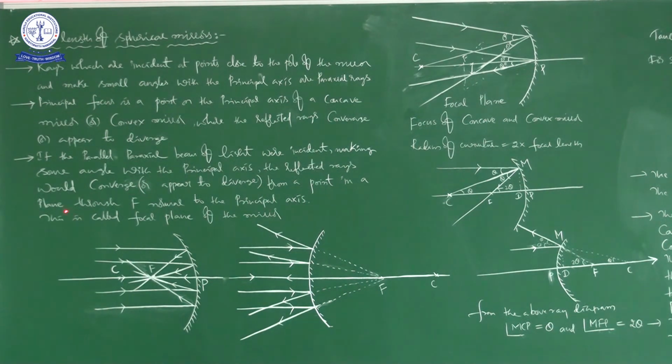From a point in a plane through F normal to the principal axis. This is called the focal plane of the mirror. So this is very important for us while solving the problem.